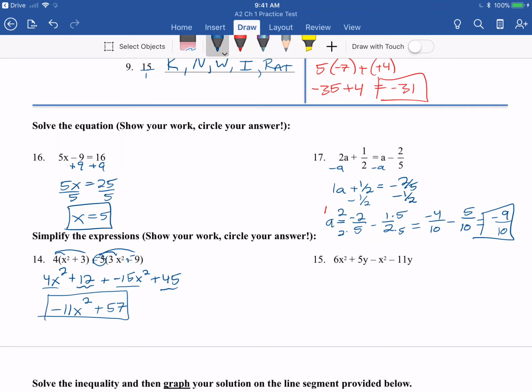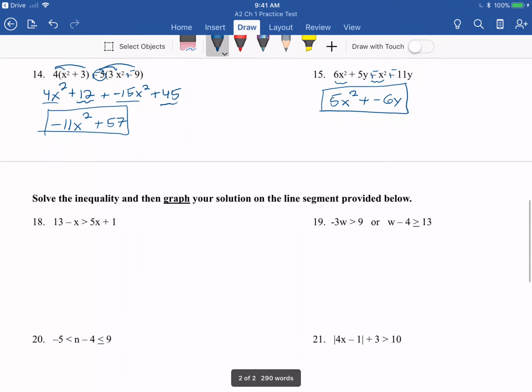Okay, number 15, I like to make these all plus and negative so I know which terms are positive, which ones are negative. Combine some like terms here. So I have 6x squared and negative 1x squared is going to be 5x squared plus 5y and negative 11y makes negative 6y. All right, so 5x squared, if you have minus 6y, that's great too.